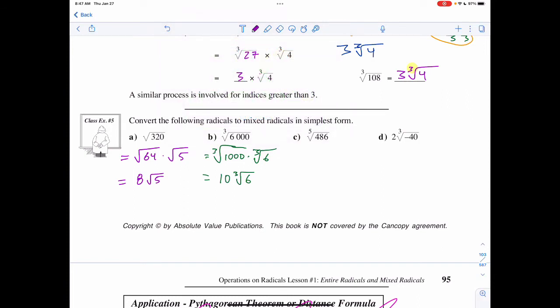When I get to the fifth root of 486, this is one where you'd probably like to use a factoring tree. Most of you probably don't know what the perfect fifths are. But if you do, you can pull it out. And you're going to get the fifth root of 243, or 3 times 3 times 3 times 3 times 3. And I'm left with a 2, or the fifth root of 2. So 3, the fifth root of 2.